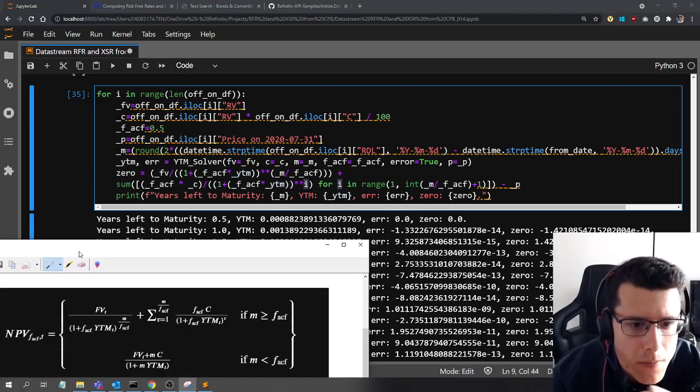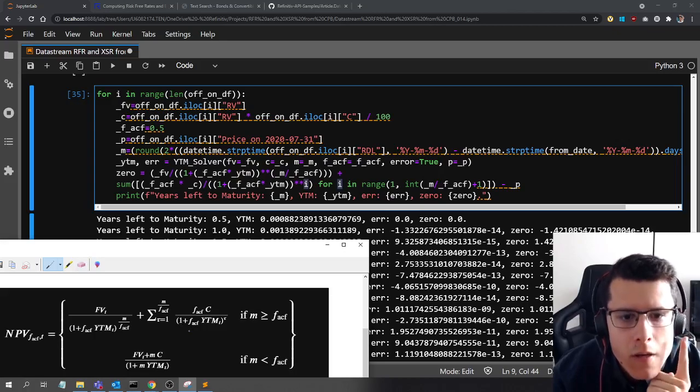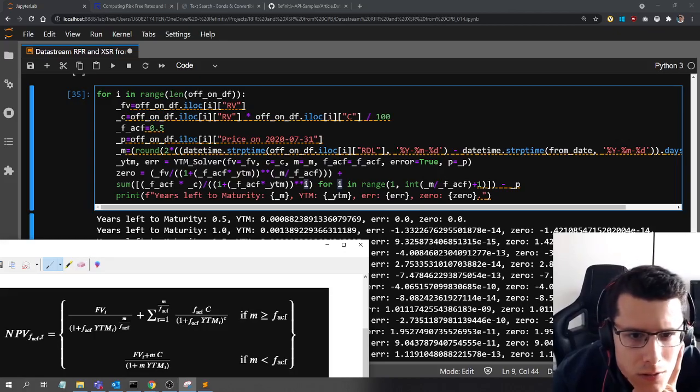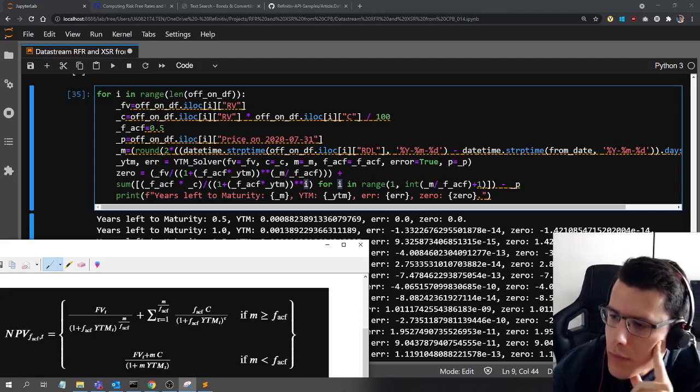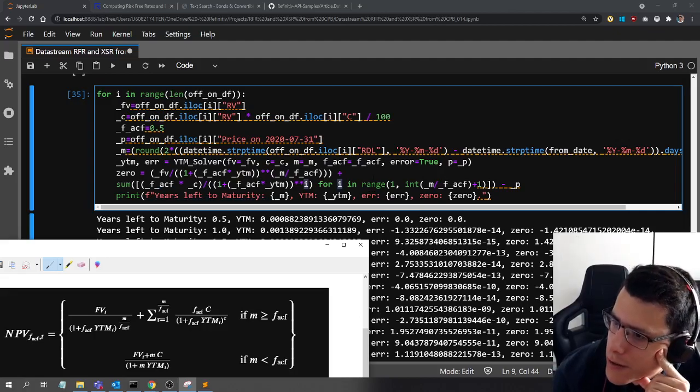Let's have a look at the equation. 1 plus frequency times yield to maturity, to the power of tau. Tau is your i, it changes every time, that makes sense. So what have I done in my other equation?